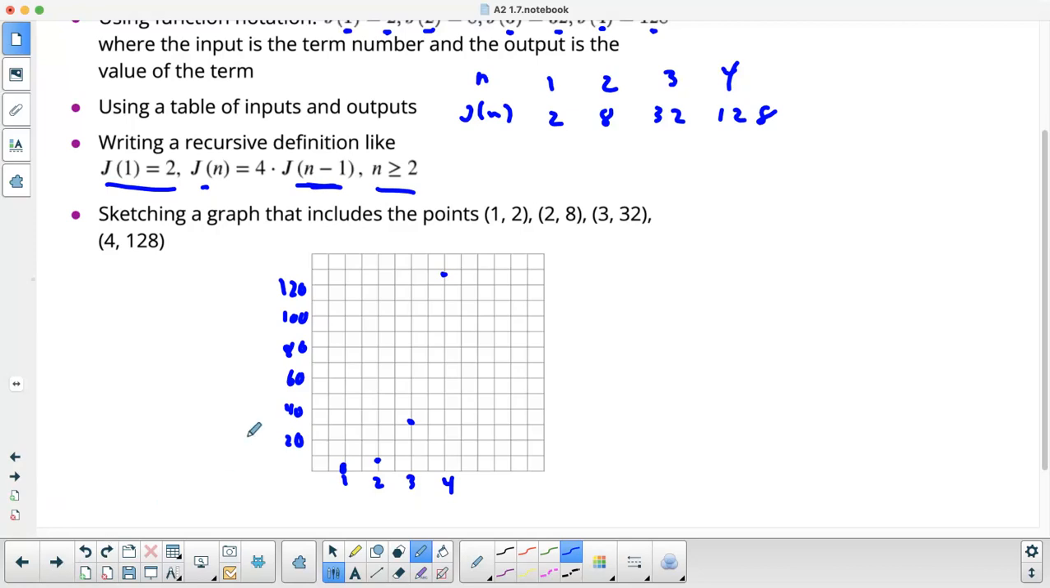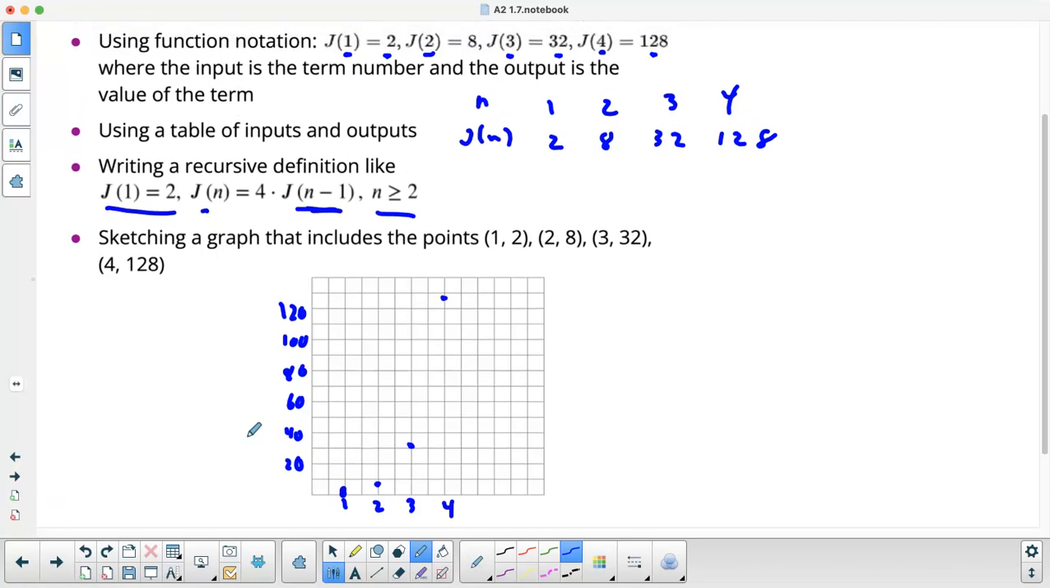All right, so really a bunch of different ways there. We got function notation, we got a table, we got a recursive definition, and we now have a graph. So you should be able to interchange between all 4 of those methods of writing these sequences.